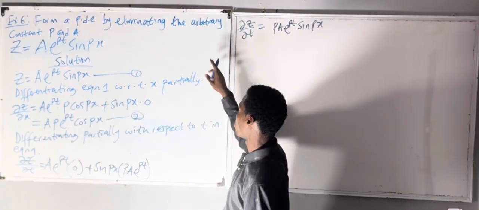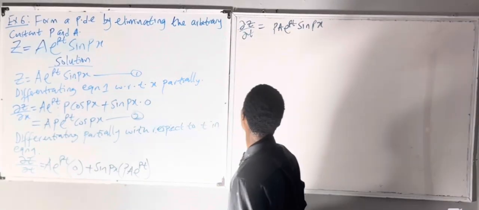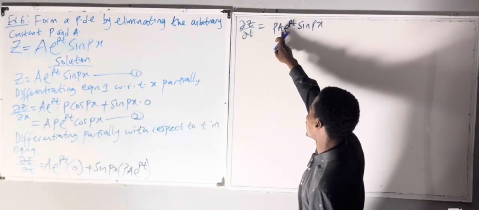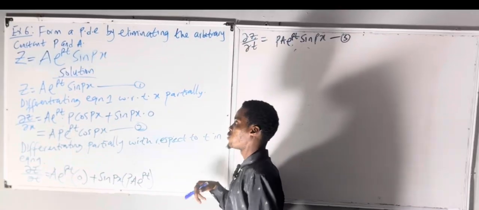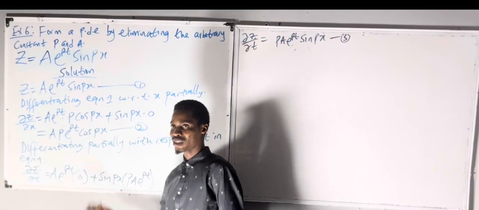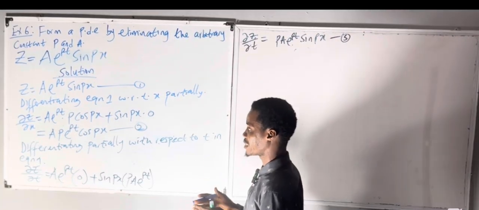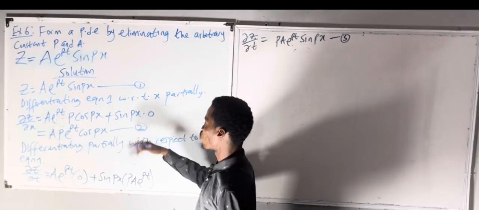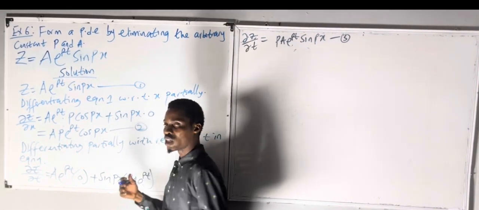We want to eliminate the arbitrary constants A and p, but you can see that I still have a and p here, so I cannot substitute. What am I going to do? You can see that we don't have y here. We are differentiating only with respect to s and t. So there's no way we can remove our A and P as arbitrary constants here unless we take it to a higher degree.